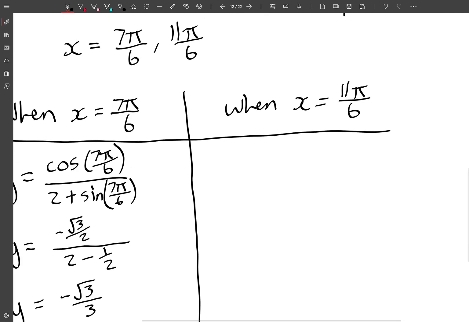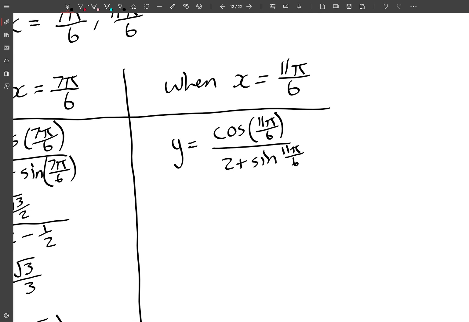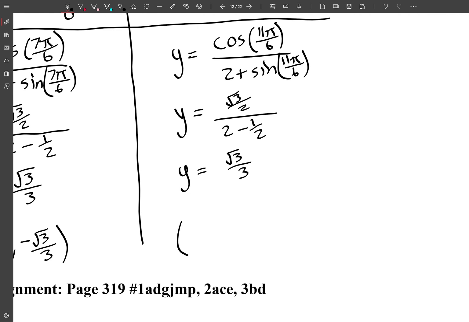Let's do the other one. When x is 11 pi over 6, we get that y is equal to cosine of 11 pi over 6 all over 2 plus sine of 11 pi over 6. And we get root 3 over 2, again just using our unit circle, and 2 minus 1/2. So y is equal to root 3 over 3, same as the other one, but positive. That gives us the point 11 pi over 6, root 3 over 3, which is exactly what we set out to prove. All done.